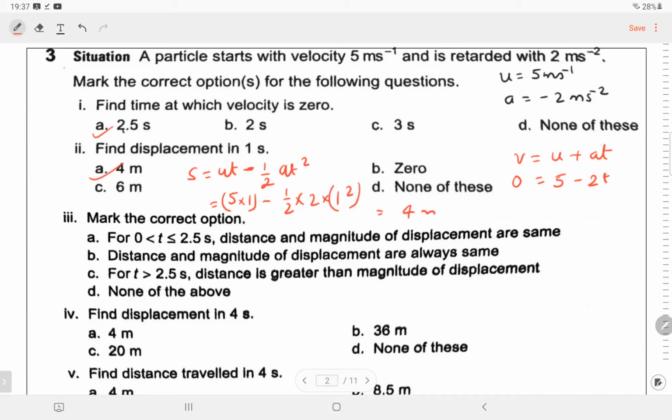Mark the correct option for t from 0 to 2.5. Distance and magnitude of displacement are the same. Question number 3, first option is correct. Is the first option correct? Yes, sir.